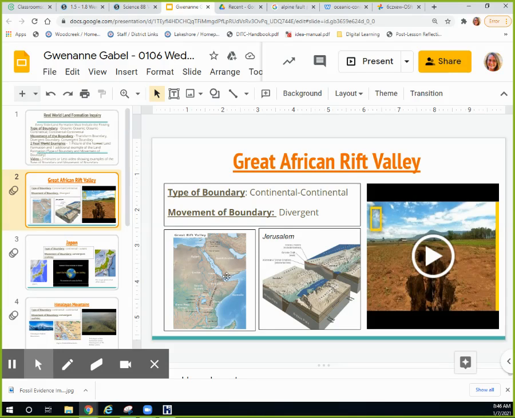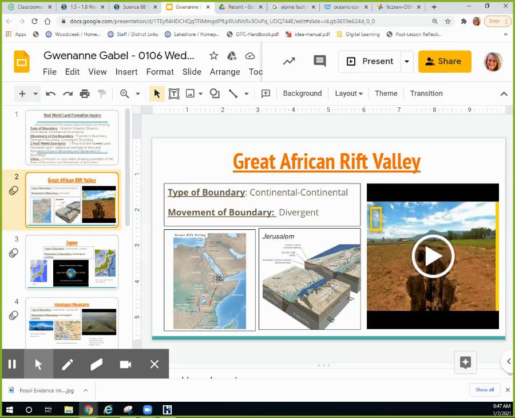And what happens when the land starts to divide is the water from the ocean starts to fill where that land's breaking down, that valley. And so you get like a giant lake if there's ocean around. If there's no ocean, you just get a giant valley. It might look similar to how the Grand Canyon looks.